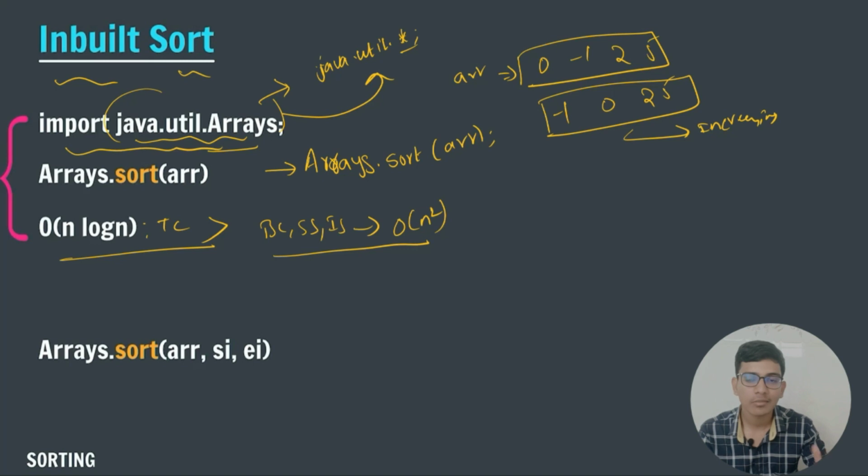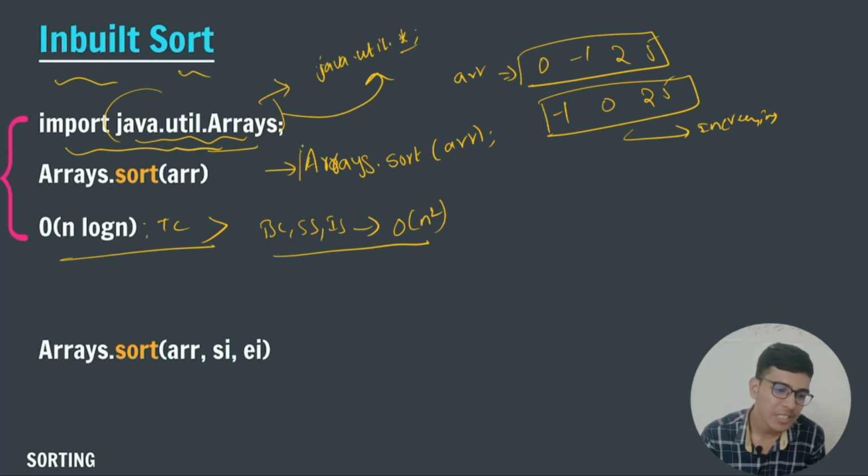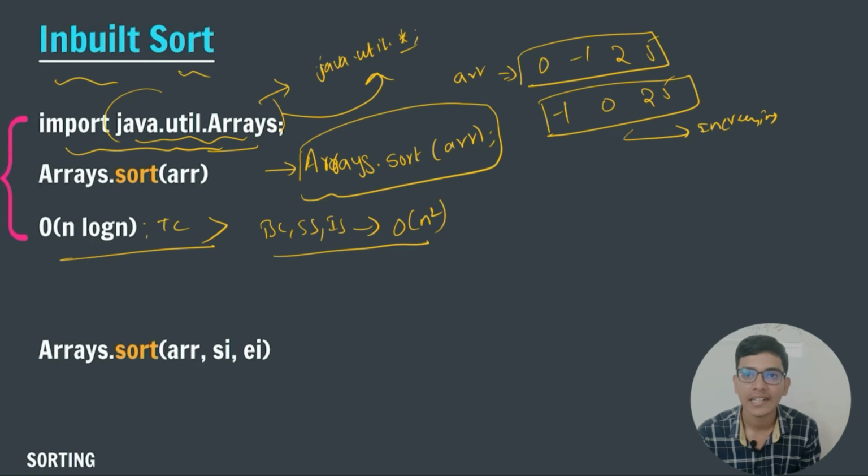So when it comes to competitive coding or interviews, we always try to use inbuilt sort because it is easy. You can see that it is barely one line. So we will always use inbuilt sort. This might sound like cheating to you, but it is good and it is useful in some scenarios, right?